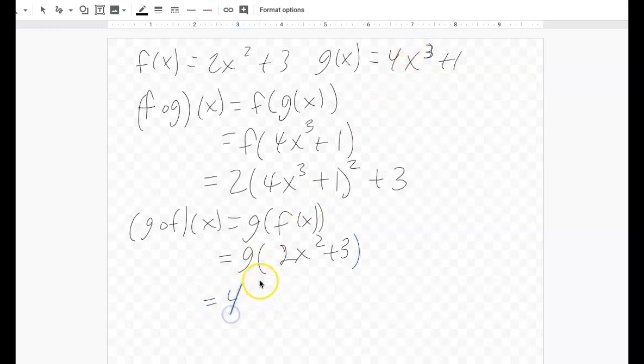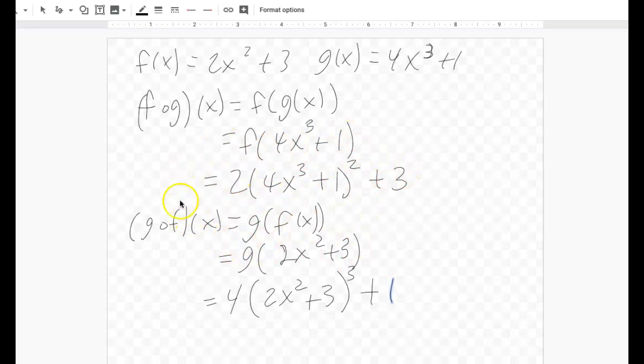I'll have 4 times 2x squared plus 3 all cubed, and then plus that 1. And again, we should multiply this binomial cubed out, distribute the 4, and add 1, but it's not really the purpose of the problem.